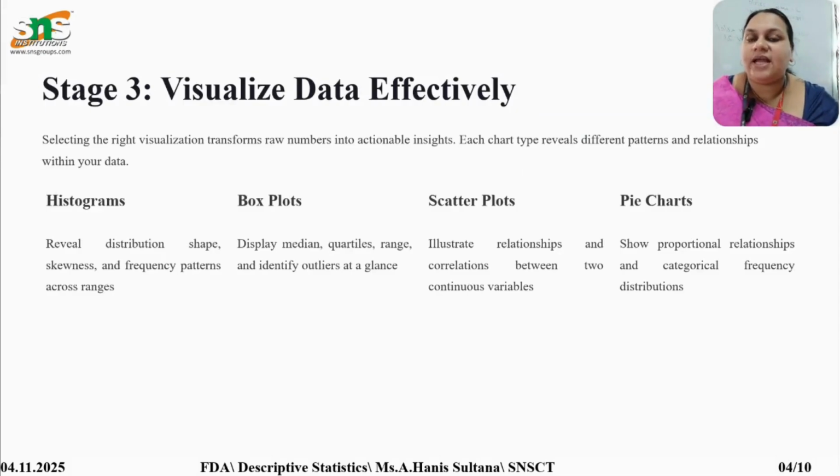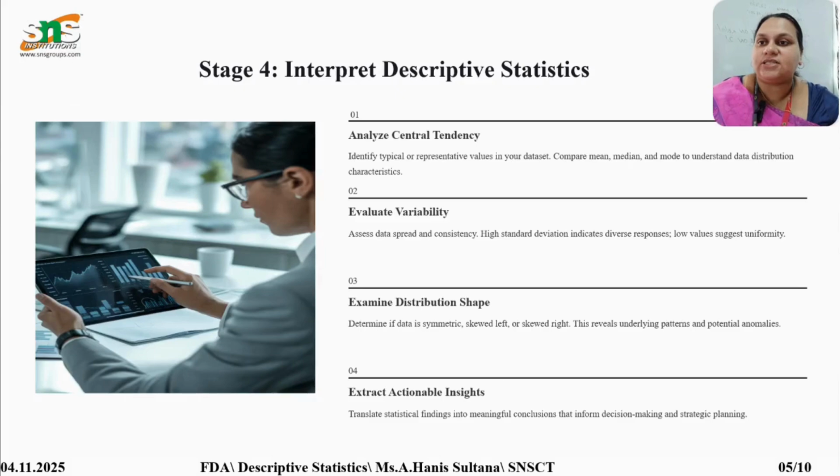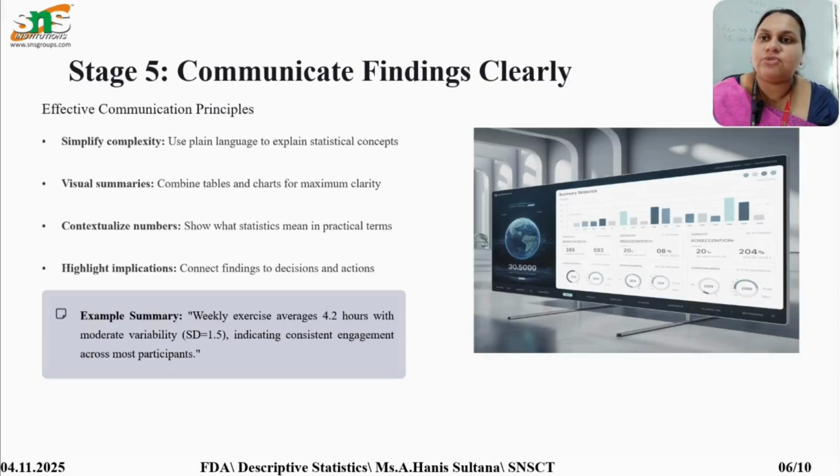Next, visualizing the data, which we have already discussed in the last topic, that is the histogram. Depending on the type of data, we use a box plot, scatter plot, or pie chart. And next we have interpreting the descriptive statistics. Here it tells how we analyze the central tendency and evaluate the variability, and depending upon the objective of any project, we incorporate all these tools.